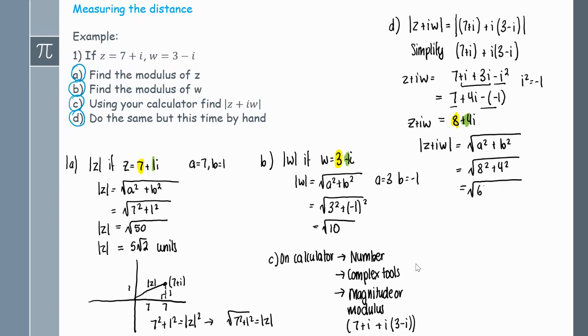And we'll get something like the square root of 80. And in the end, we'll get 4 root 5.